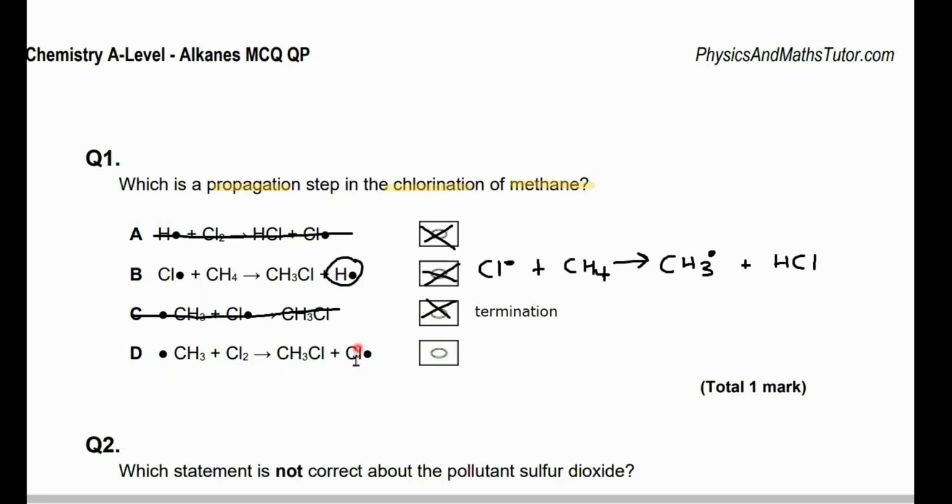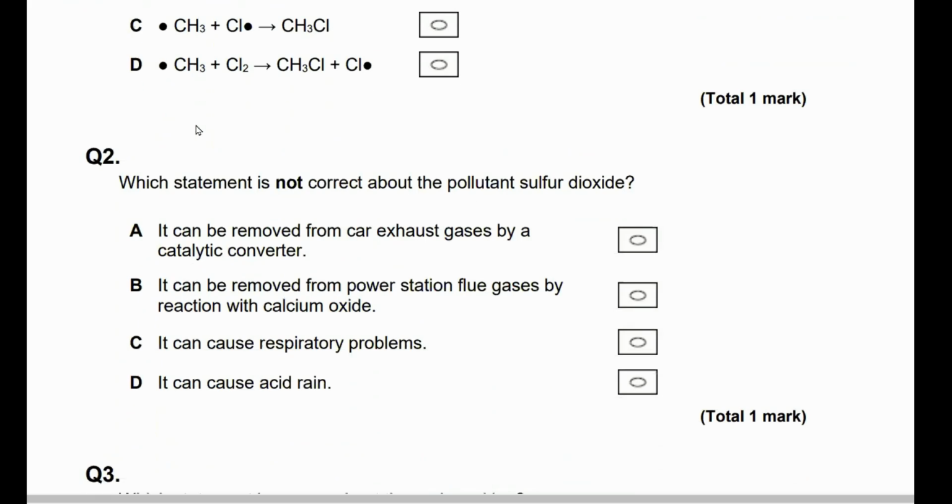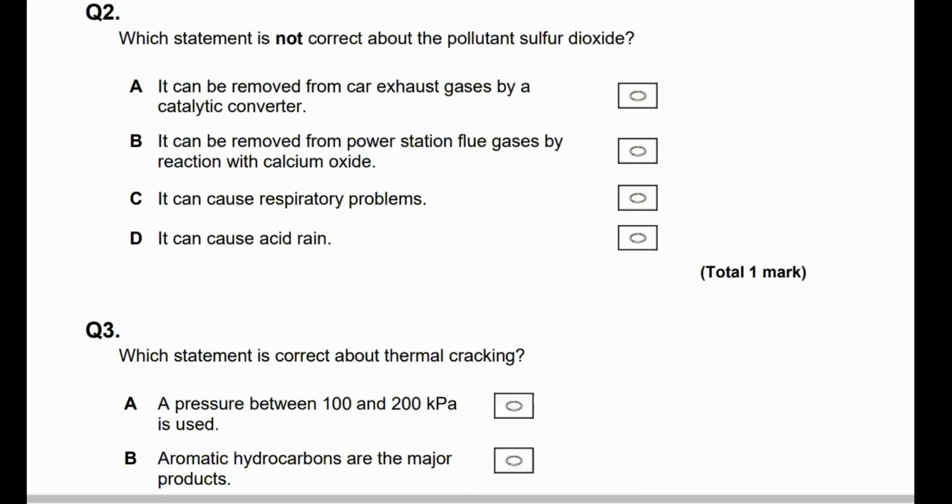So we look at D, and we've got the methyl free radical attacking a chlorine molecule. Then you've got chloromethane and another chlorine free radical forming. So that is a propagation step in the chlorination of methane. 1 mark. Let's go. Question 2, which statement is not correct about the pollutant sulfur dioxide?